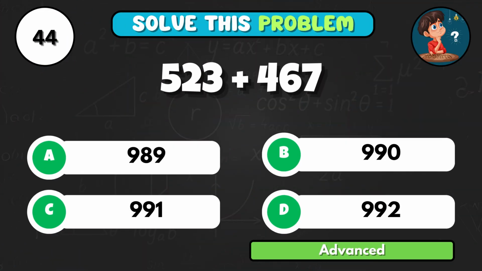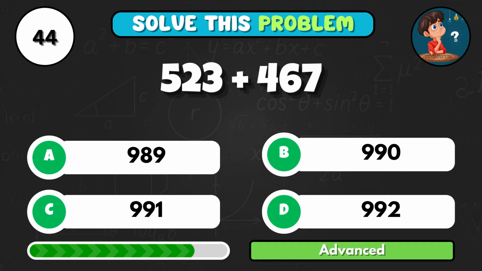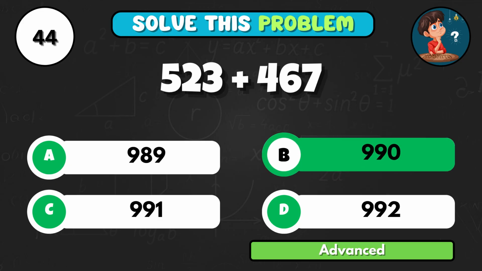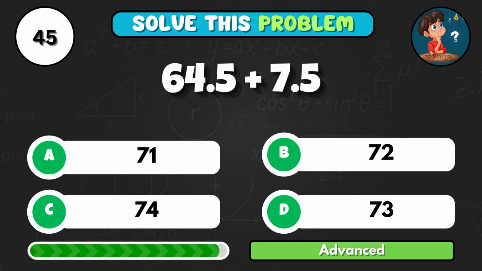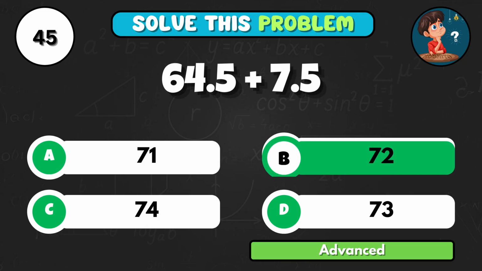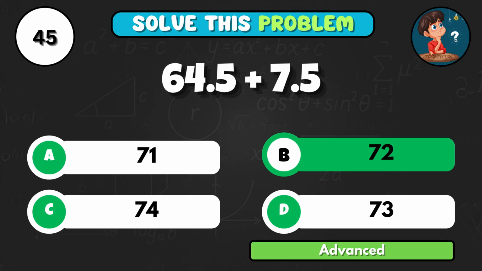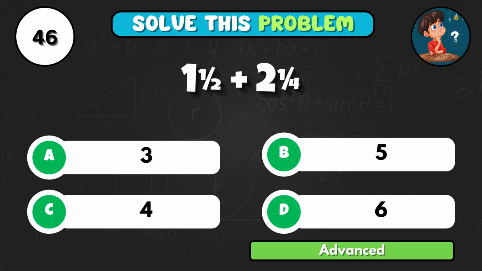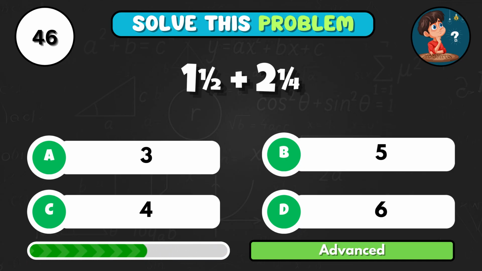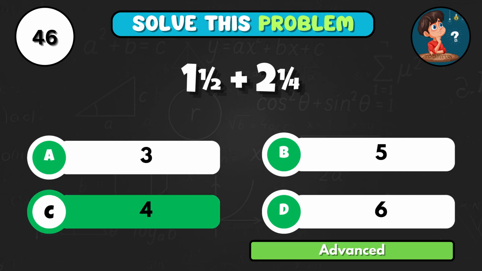523 plus 467 equals... Option B again. The total is 990. 64.5 added to 7.5 equals... Option B is correct. You get 72. 1 1/2 plus 2 1/4 comes to... Option C is right. The answer is 4.